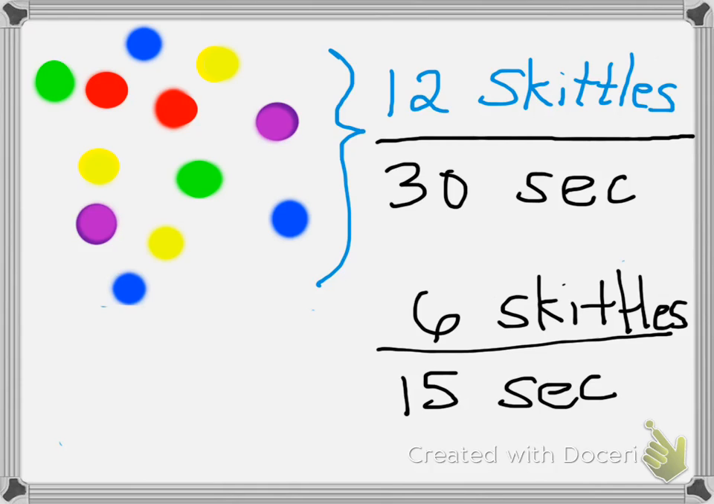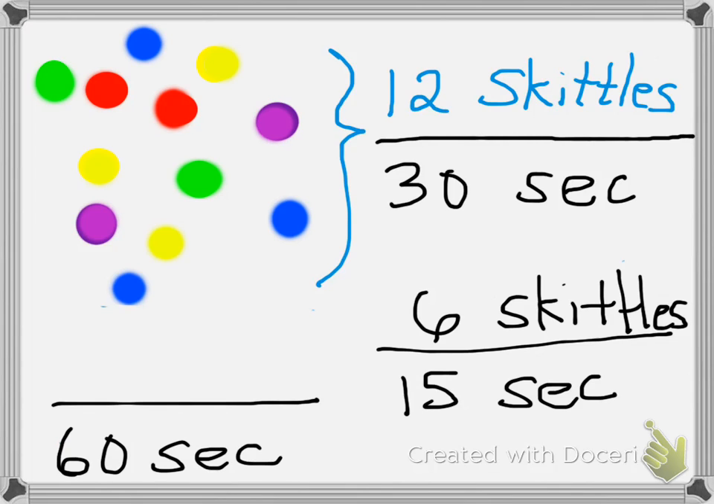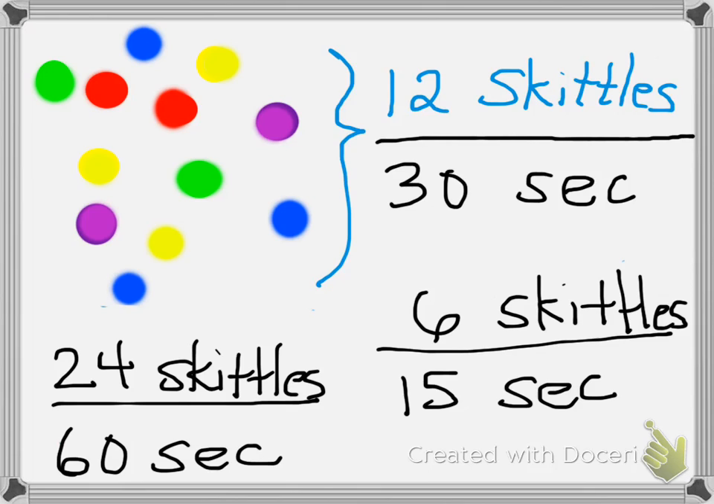Okay? So what if you had 60 seconds? Alright, well, if you can eat 12 Skittles in 30 seconds, if you have twice as much time, you should be able to eat twice as many Skittles. So you would be able to eat 24 Skittles in 60 seconds. Alright? So all of these are equivalent rates.